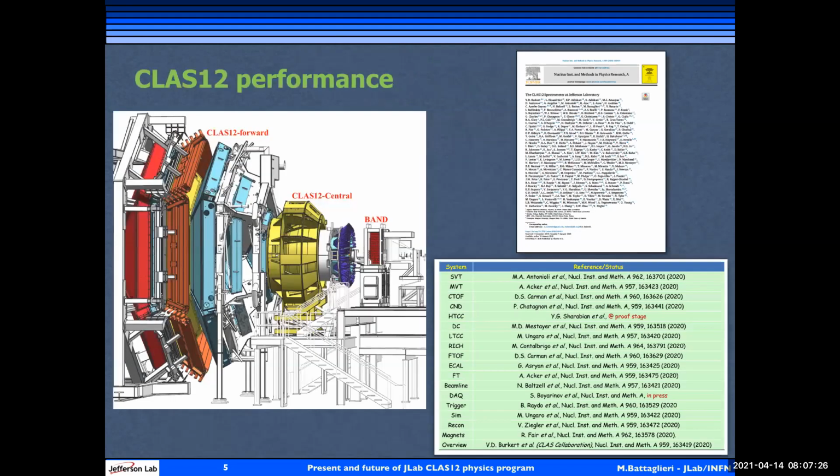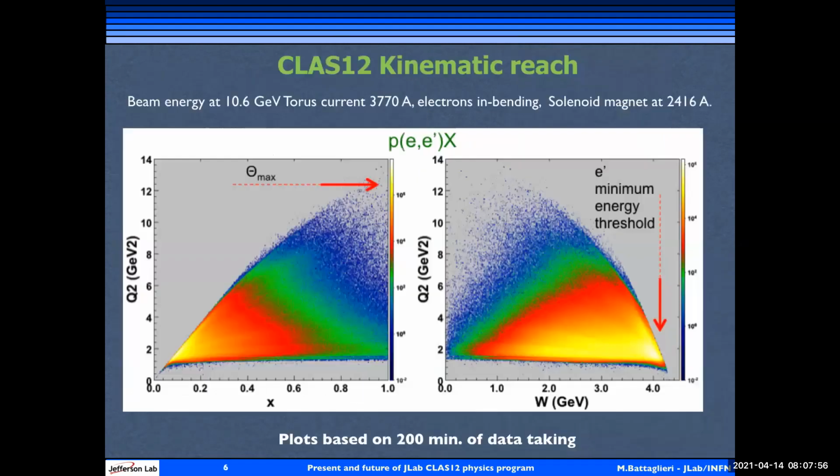All details were reported in a recent publication that we produced last year. There is an overview paper that describes the characteristics of the detector, together with 17 dedicated papers describing in detail the behavior and performance of each of the sub-detectors, since the spectrometer is based on many different components and each of them deserves to be described in full detail.